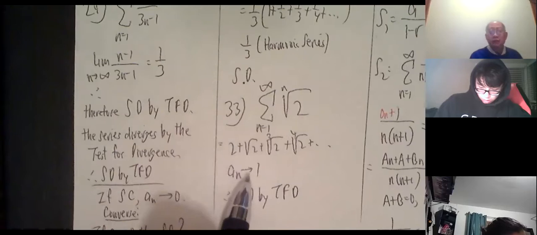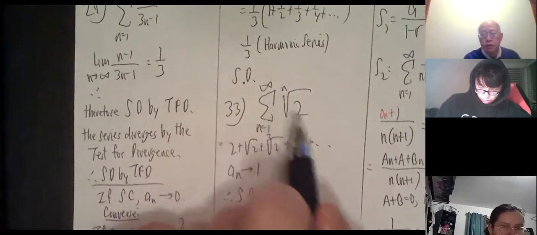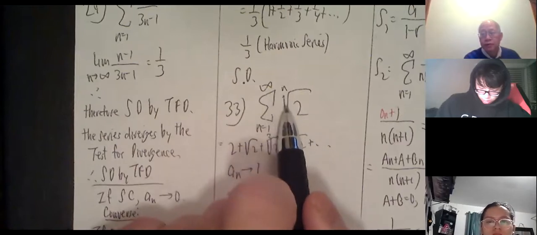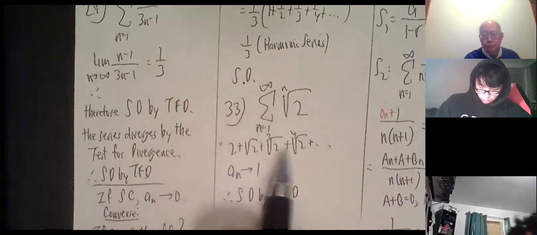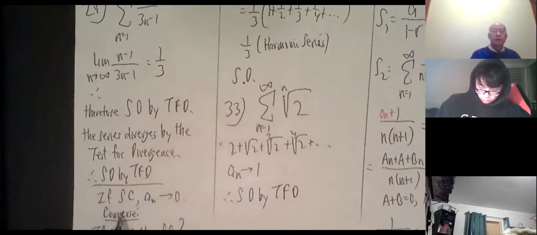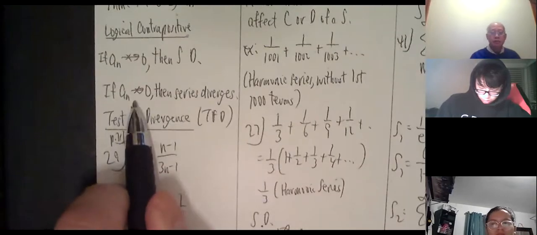Okay. A sub n approaches 1. 2 raised to the 1 over a million is practically 1. That's the test for divergence. A sub n does not approach 0. The series diverges.